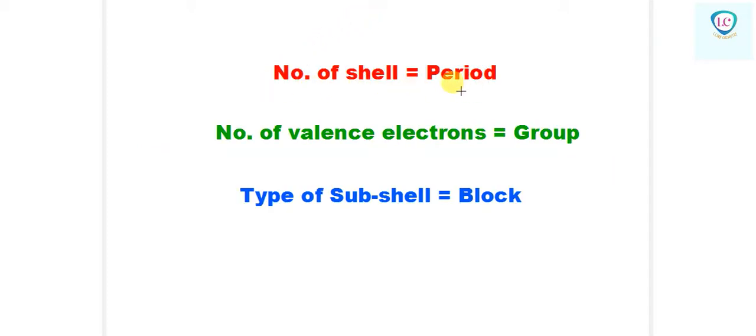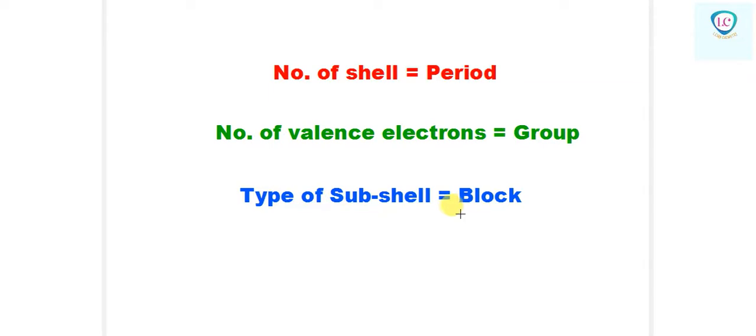If we want to determine the period of an element, then it is given by the number of shells. How many shells are present in that element, it shows the period number of that element. Similarly, if you want to determine the group number, it is indicated by the number of electrons present in the outermost shell, and these electrons are known as valence electrons. So the number of valence electrons will show in which group the element is present.